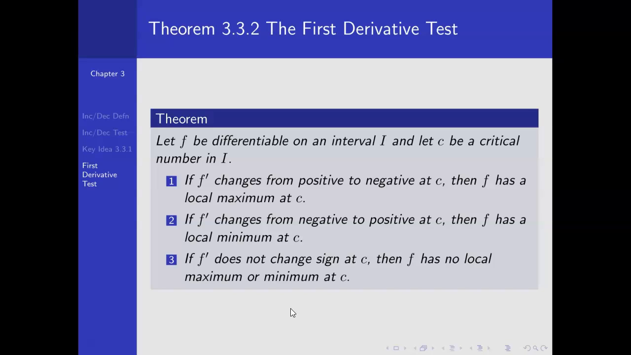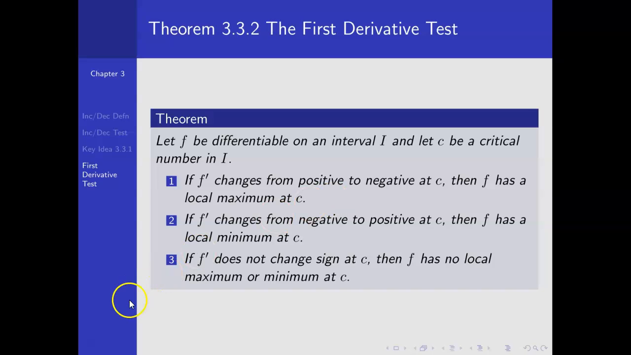Okay, so continuing with the first derivative test. The first derivative test tells us where we get a local max or local min, if any, and it uses the ideas of the increasing decreasing test. And what we see is that if f prime changes from positive to negative, then f has a local max.